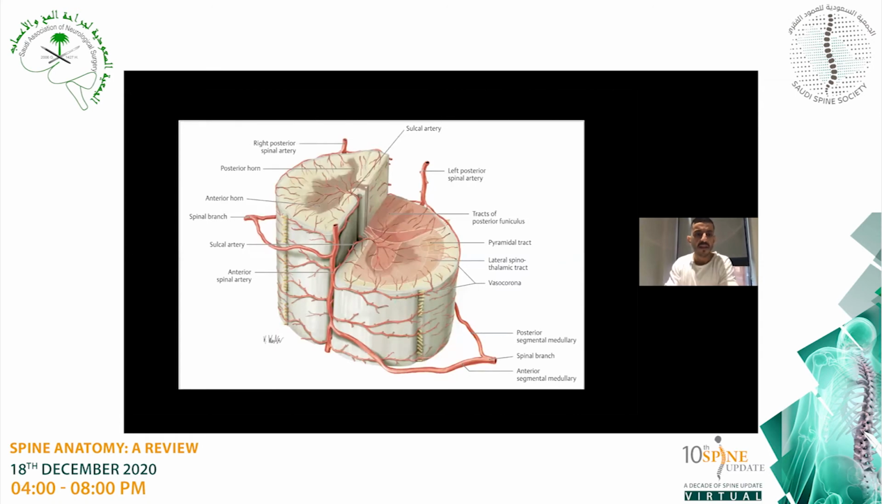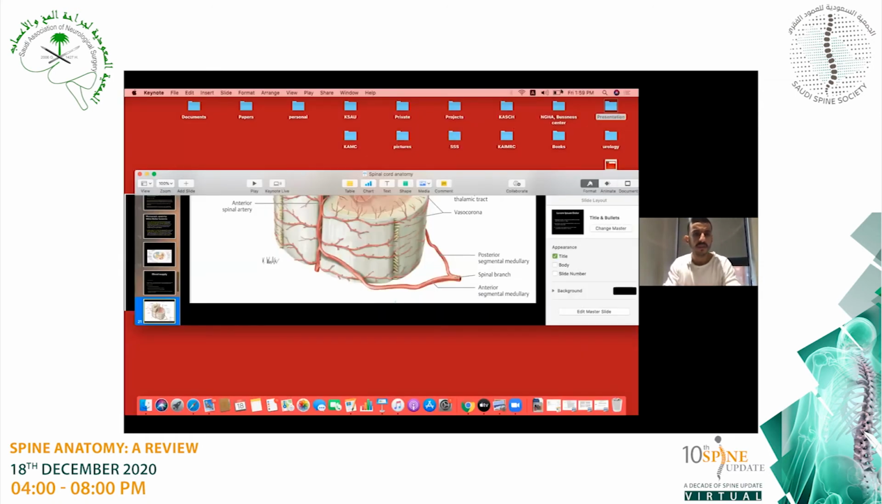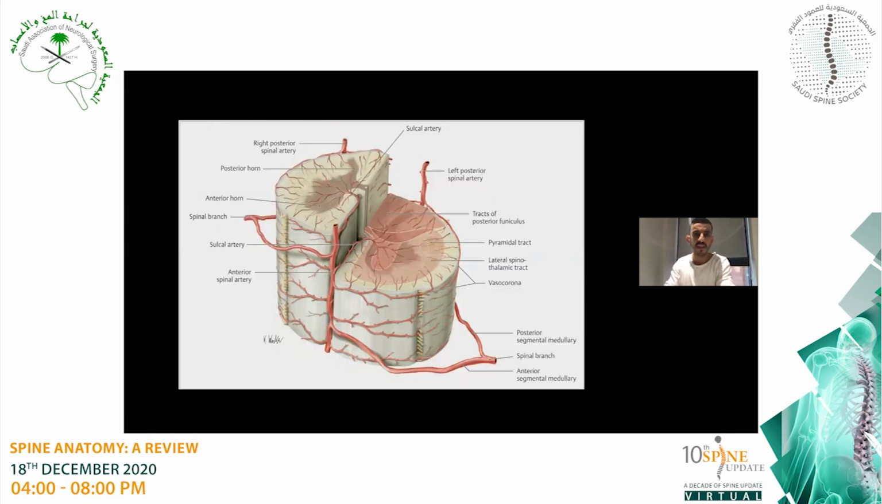Okay. Watershed area here, cross section of the spinal cord. You can see the segmental artery. You have anterior and posterior segmental medullary. So medullary, that's when it's supplying the spinal cord. So to give you the anterior spinal artery, which supplies, as we said, the anterior 2/3, that means it supplies the corticospinal tract and spinothalamic. The posterior column will be supplied by the posterior spinal artery. So that will help you for localization. And there will be the sulcal artery, different branches on the spinal cord.